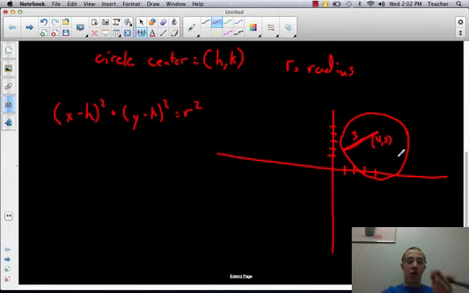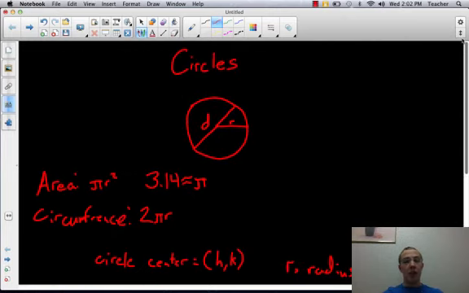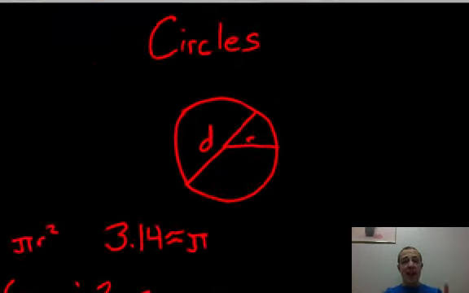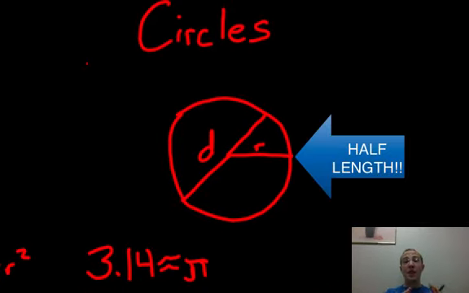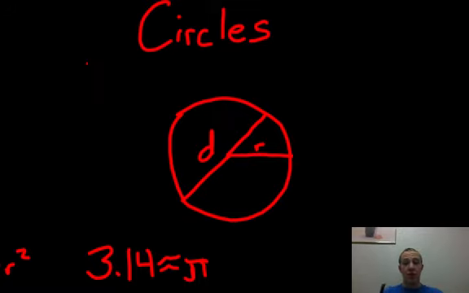We have the equation for how to put it in a calculator or how to make a circle, and up here we have our really difficult stuff. The most important thing to remember is that radius is half the length. Diameter is twice the radius, but it's not extremely important. The radius is always important.